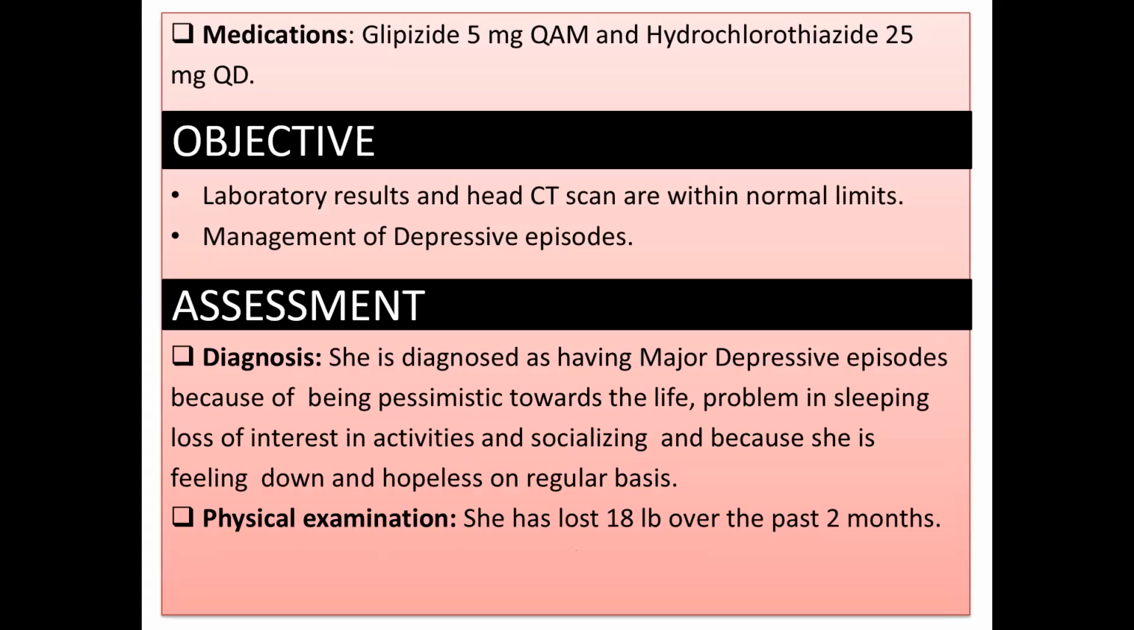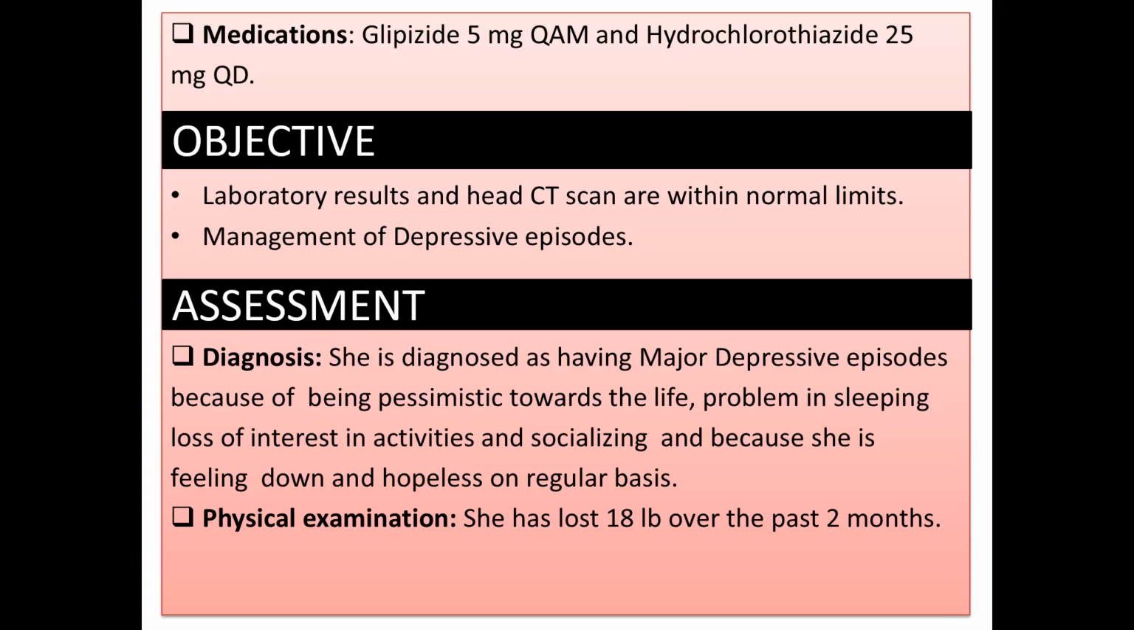Medications that she was taking because of the medical history: glipizide 5 mg QAM. QAM means once every morning. Every morning she has to take glipizide and hydrochlorothiazide 25 mg. QD means once a day. Objective: laboratory results and head CT scan are within normal limits. Management of depressive episodes with antidepressants or psychotherapy can be done.